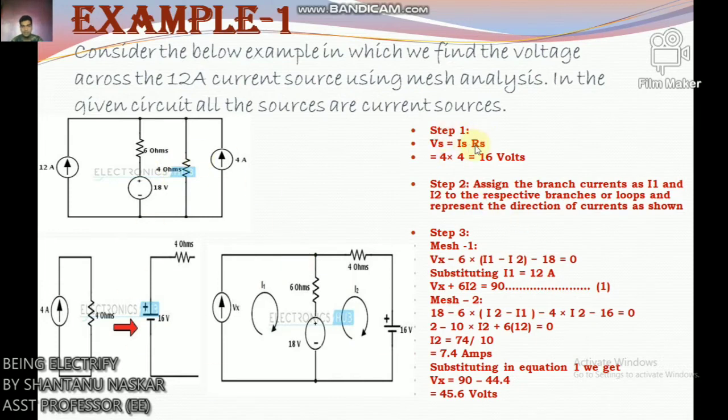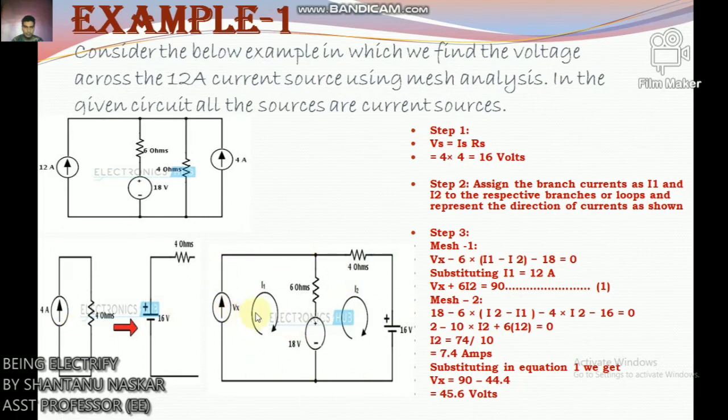So what is the value of Is? 4. And what is the value of Rs? 4. So this current and resistance become the voltage source. Look here, 4 ampere and 4 ohm resistance become 4 into 4, 16 volt voltage source, and resistance is 4 ohm. Okay, so very simple method. This is step 1. Now step 2, assign the branch currents as I1 and I2 to the respective branches or loops and represent the direction of the current as shown below.